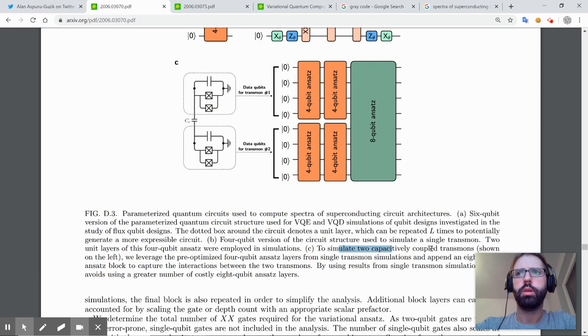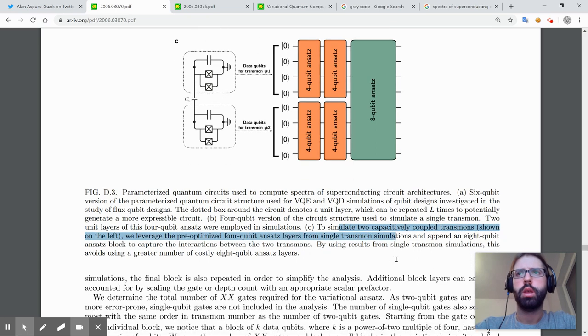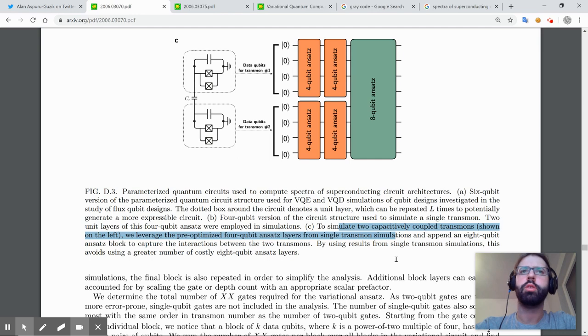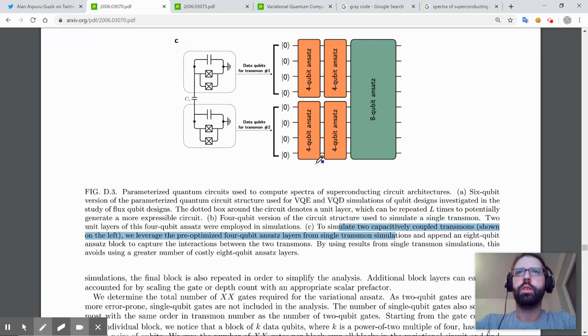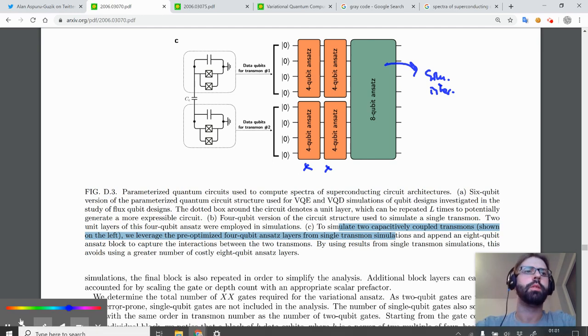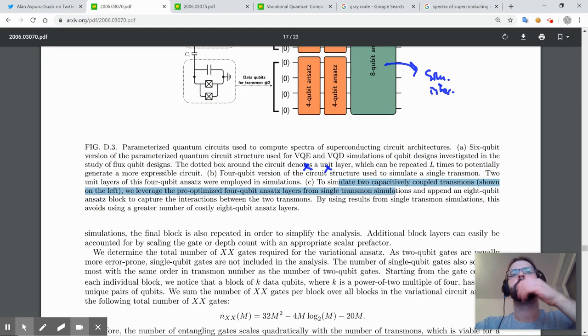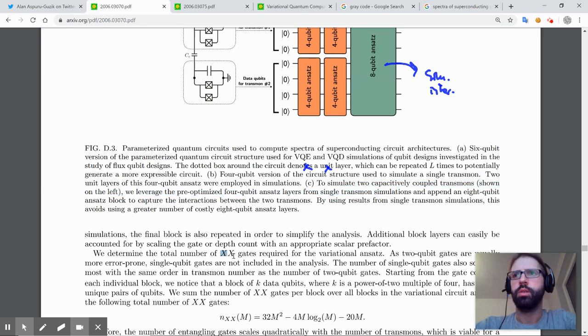To simulate 2 transmons, we append an 8-qubit ansatz block to capture the interactions between the 2 transmons. Okay. So this is applied twice per qubit, and then this is supposed to simulate interactions. Okay. Yeah, makes sense. What are XX gates though?